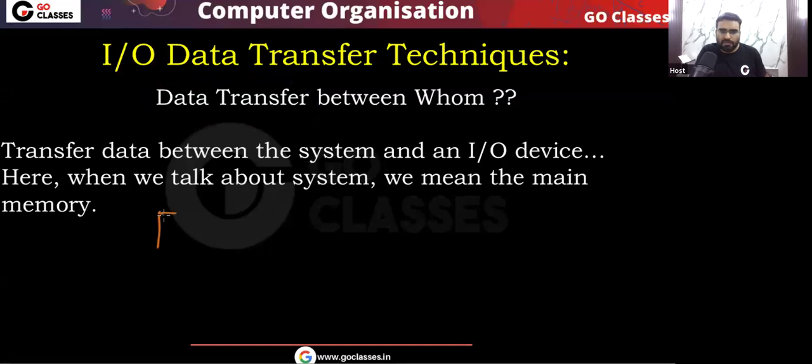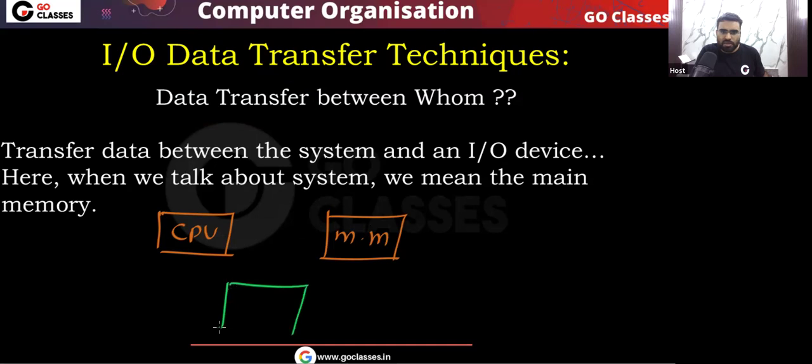So remember, in your system there is CPU, there is main memory, and there are IO devices. So this is our IO device. Now, when we say IO data transfer, basically we talk about data transfer between main memory and IO devices. This is what we need to study: how can we do data transfer between main memory and IO devices. Is this clear? So very simple.